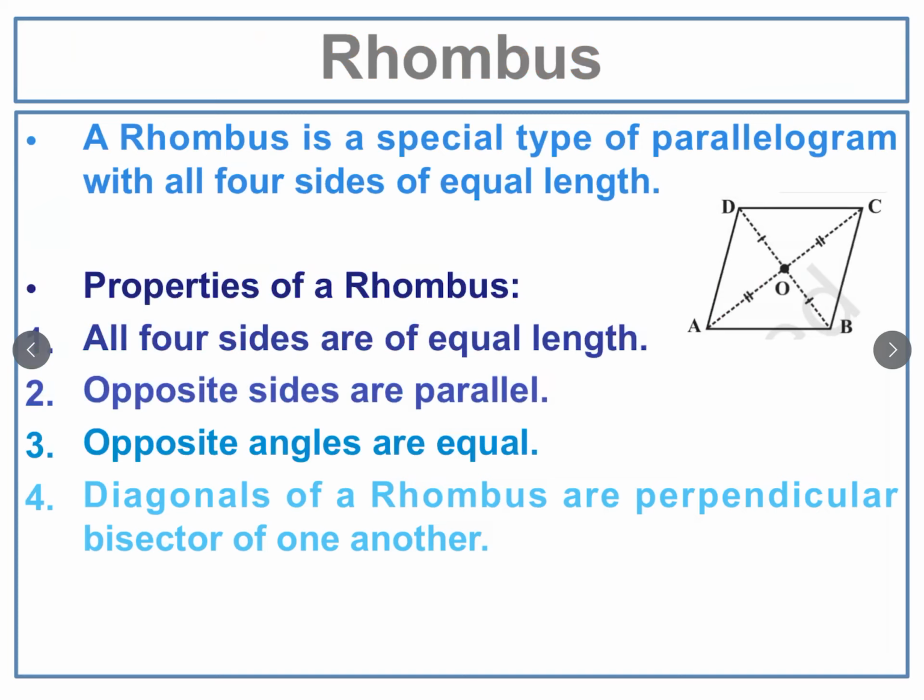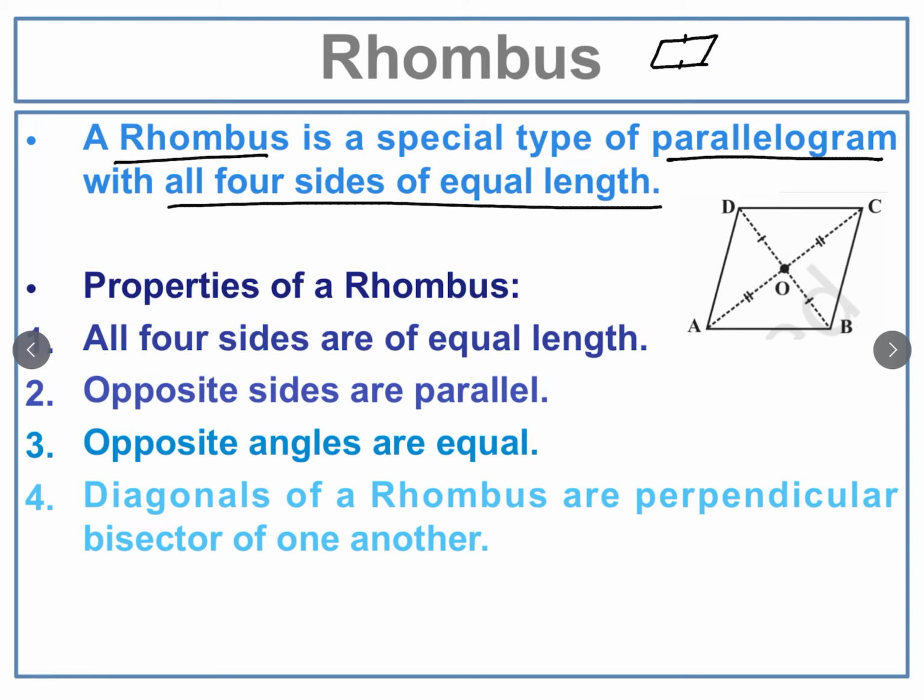So first we have rhombus. The general definition of rhombus says a rhombus is a special type of parallelogram with all 4 sides of equal length. Like I said, there are 3 types of special parallelogram: rhombus, rectangle, and square. So rhombus is itself a parallelogram, but it has a special property, which is that all 4 sides are of equal length.